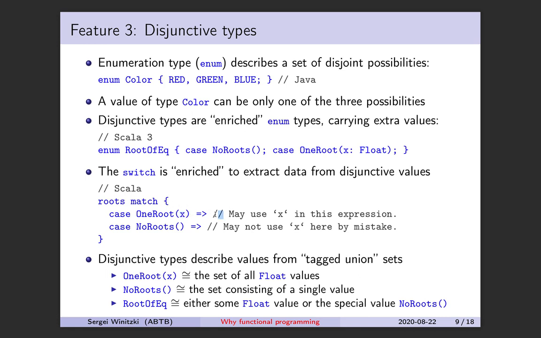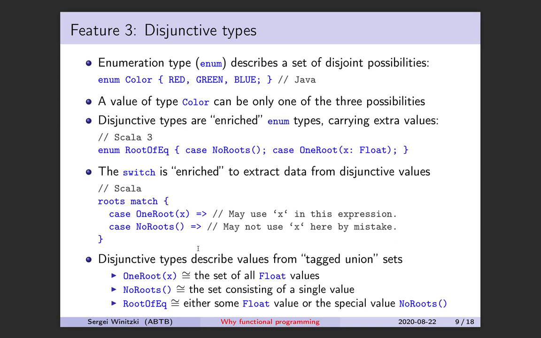And then you can use that pattern variable in this case, but you cannot use it in another case. So it's a very safe kind of switch statement. If the value is like this, and there are only two cases here, you can only have this or this case. So if it's like this, you get the x and you can compute some expression using that x. Otherwise, you cannot possibly, by mistake, use some kind of wrongly defined variable. If you have no roots, there's no value that you can use in any further computation in this case.